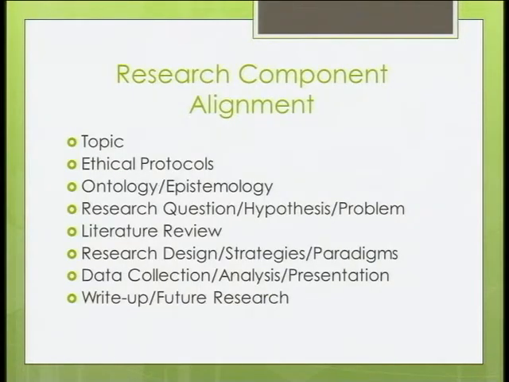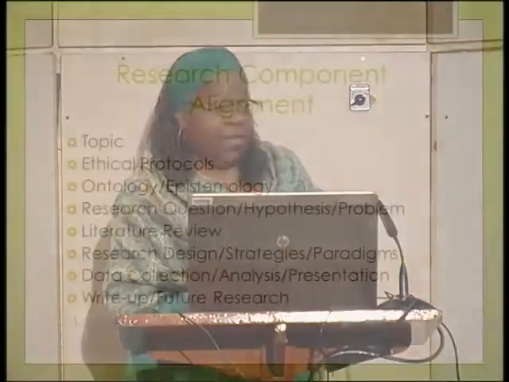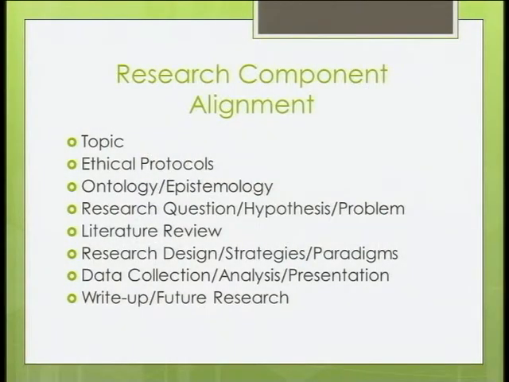Research component alignment. So let me talk to you about this for a few minutes. First of all, of course, yes, we know we have to have a topic. We know we have to have ethical protocols. We need an ontological and epistemological theme or worldview that's underlying the study. We need a research question or a hypothesis, whatever the problem may be. Generally, a research question you definitely need if you're doing a mixed methods or a qualitative study. A hypothesis you definitely need if you're conducting a quantitative study, or even if you're doing a mixed method study with both qualitative and quantitative.